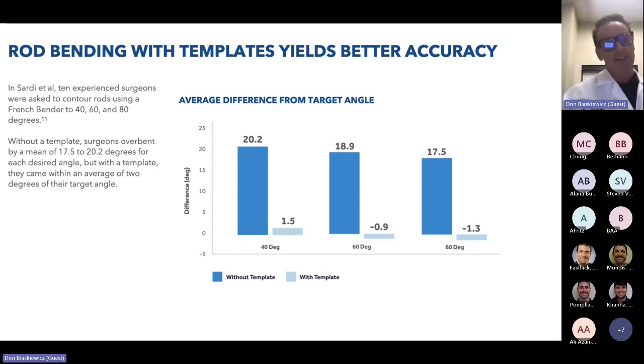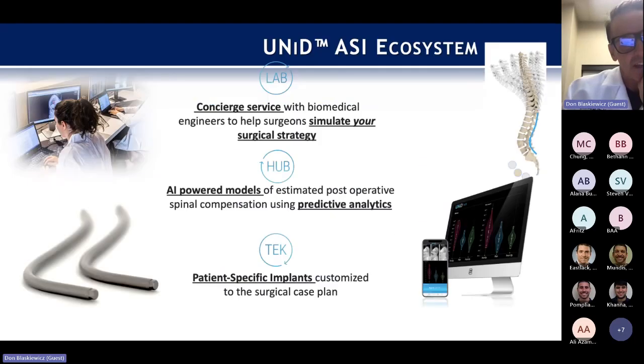And then when we look at the average difference from target angle, in this study, we asked experienced spine surgeons to contour rods with a French bender to 40, 60, and 80 degrees. And what happens if you just give a deformity surgeon a rod and say to bend it, their ability to get the rod bent to that angle varies highly. Whereas if you have a template, a paper template with it drawn out, that becomes a lot easier to obtain.